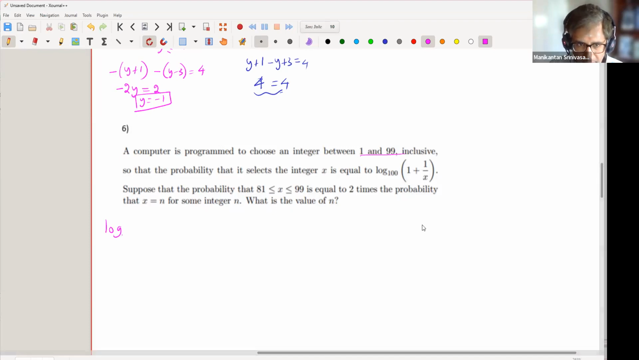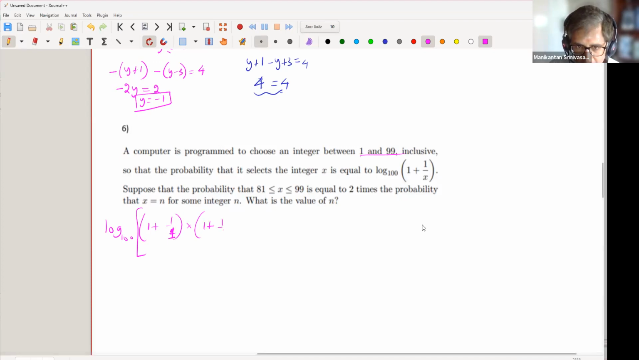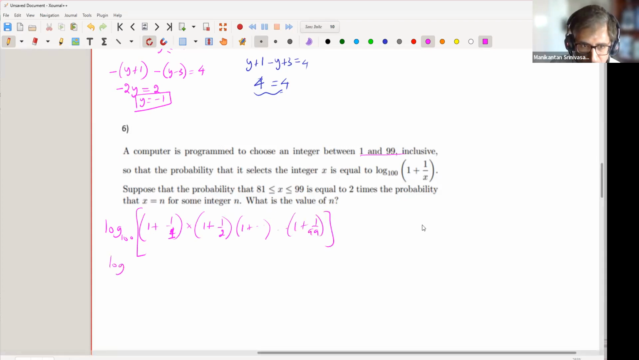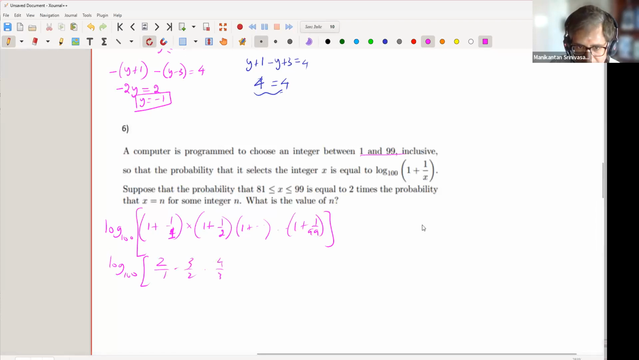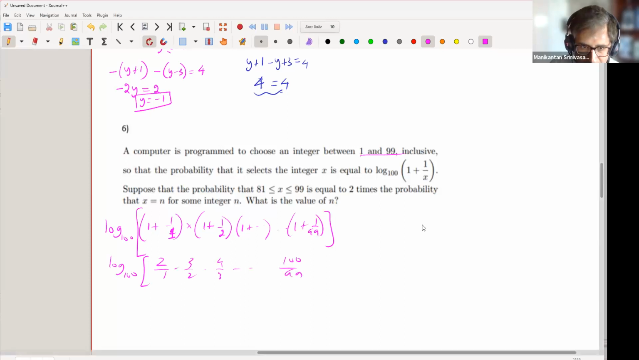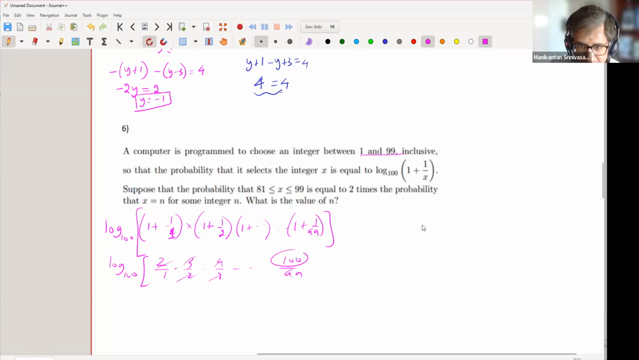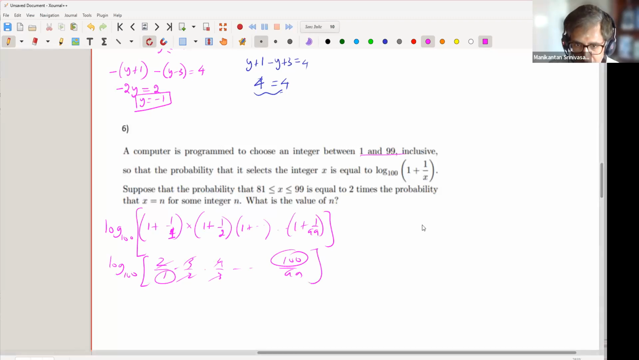So the probabilities will be log of 1 plus 1 by 1, 1 plus 1 by 2, all the way till 1 plus 1 by 99. You're adding up everything, so you can just multiply them. When we do this, hopefully we should get 1. So this is 2 by 1, this is 3 by 2, this is 4 by 3, all the way to 100 by 99. We can see the telescopic cancellation. Everything will cancel except the 100 and 1, so log of 100, which is 1. So we have checked that the sum of the probabilities adds up to 1.